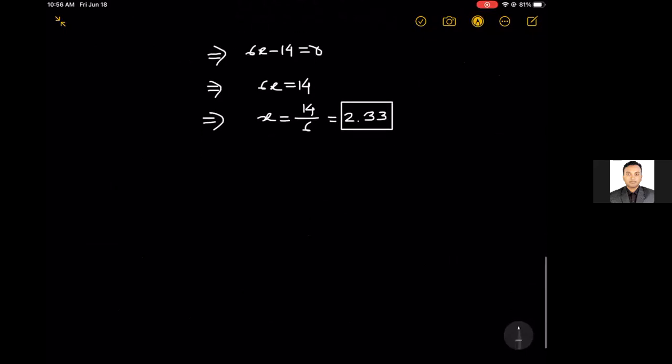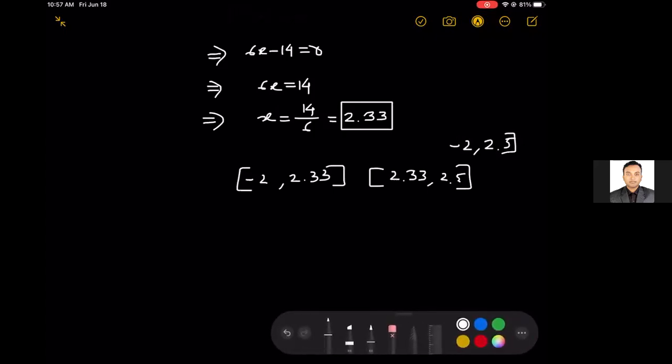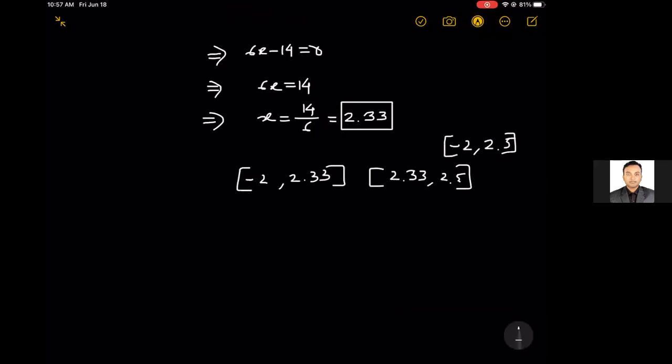Okay, so we can subdivide the interval from -2 to 2.5 into two parts, which is -2 to 2.33, and then 2.33 to 2.5. Can you see what I'm doing here? That's the way to subdivide your intervals, okay? Using the values you get when you set this to 0. And now again, we'll just plug in one value from each and see what's going on, okay?